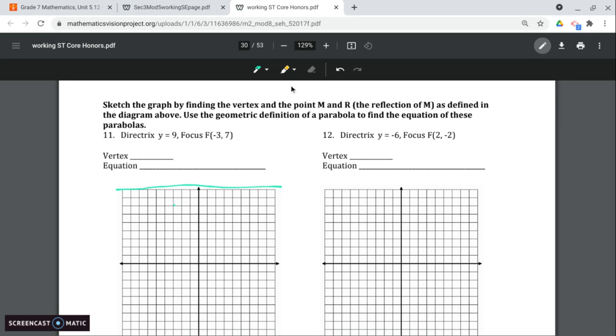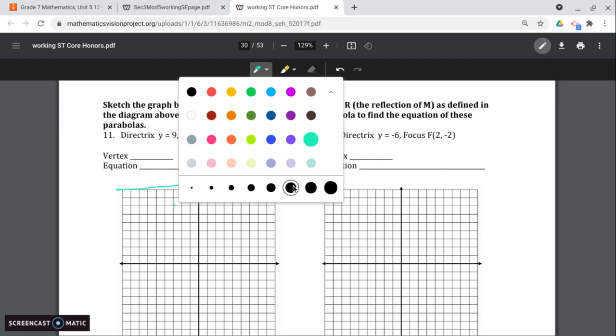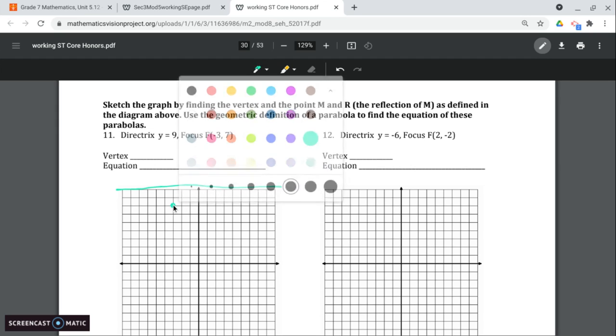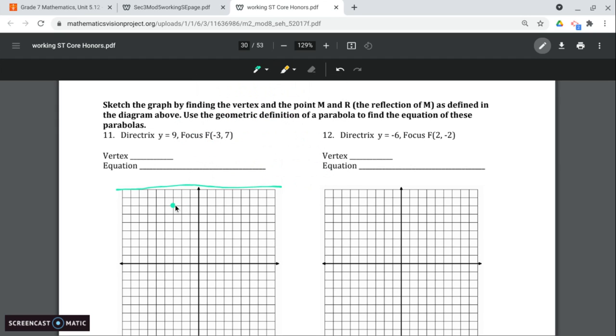Okay, I'm going to make that bigger. It's hard to see. All right, so we know our directrix. We know this. What we need to figure out is where the vertex is. Well, just like before, directrix is 2 from the focus. So right in between is going to be where our vertex is. So it'll be at the point -3, 8.